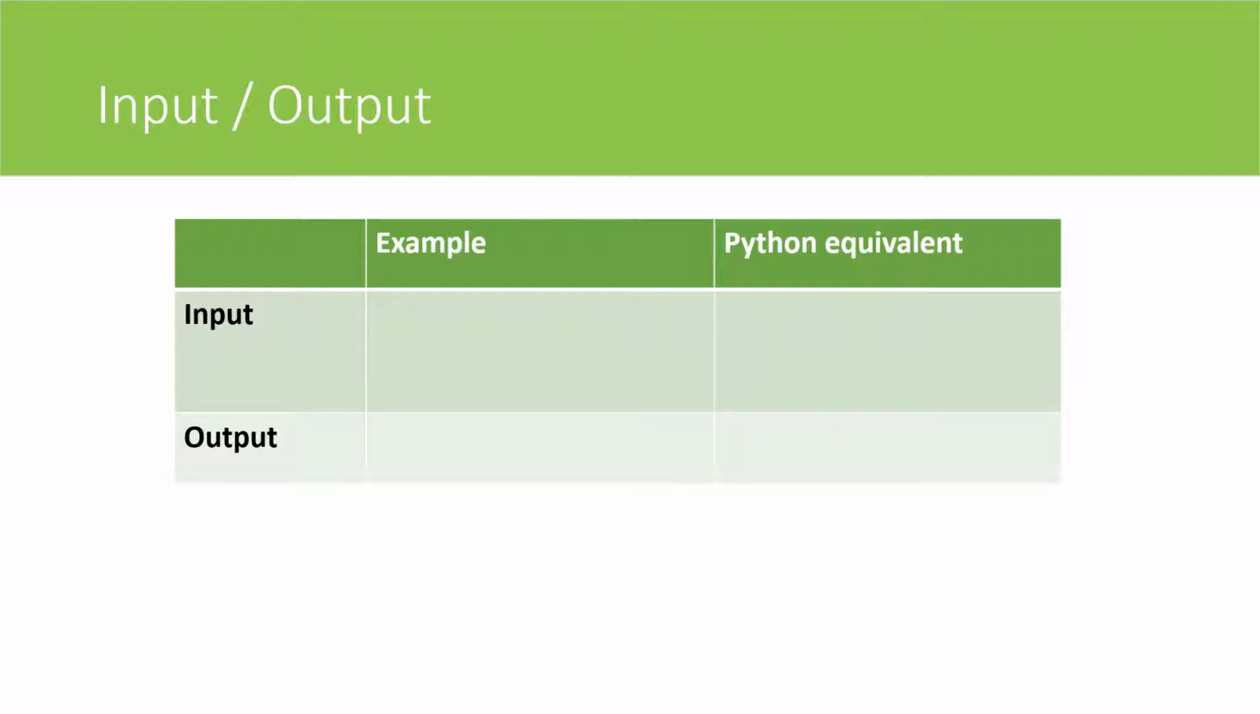So input and output now. This is where we take input from the command line. What we're doing here is taking input from the command line and assigning it to variable a. The Python equivalent for that is also given here, and the output then, when we're printing something out, we simply use the output, and the equivalent there for Python is also given.